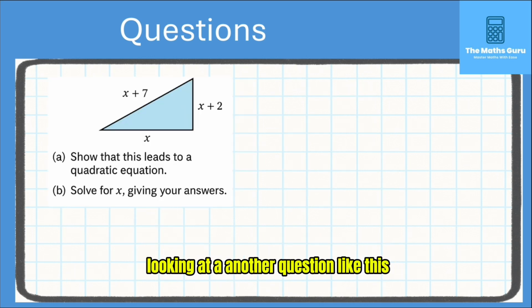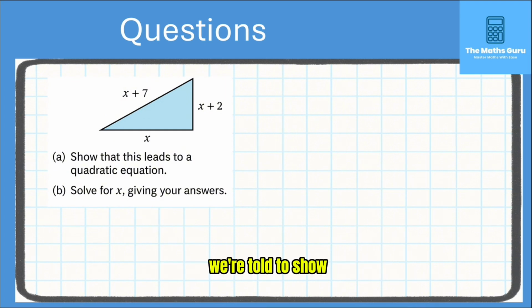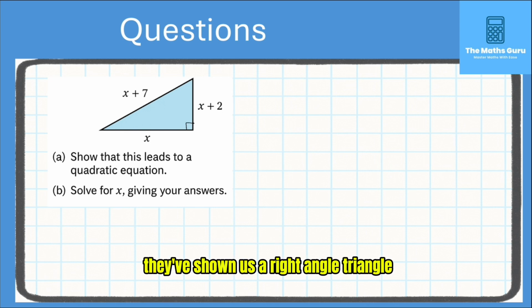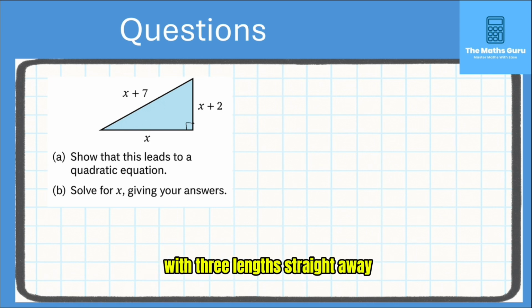Okay, looking at another question like this. We're told to show that this leads to a quadratic equation. And what exactly have they shown us? They've shown us a right angled triangle with 3 lengths.